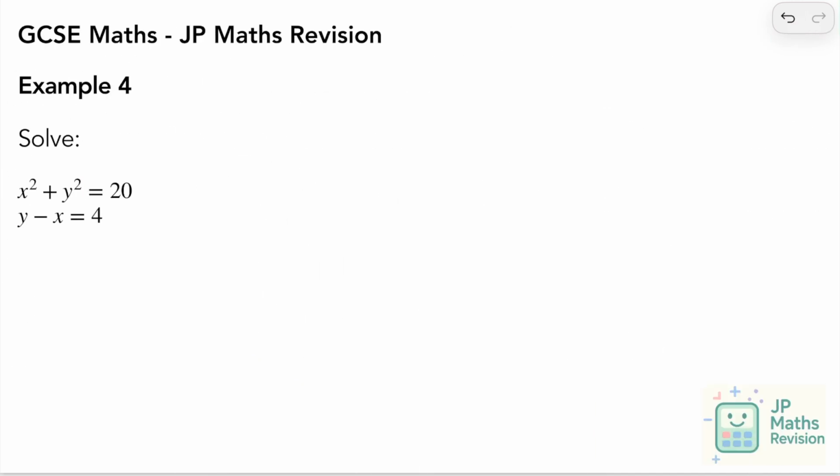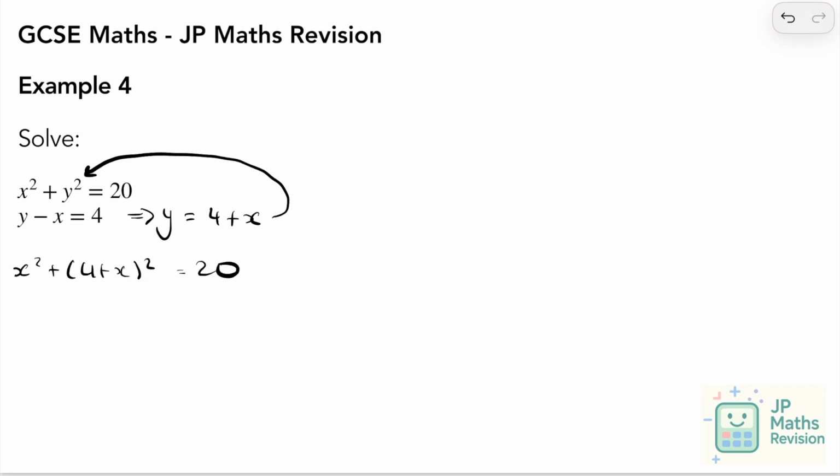Here's another example. So x squared plus y squared equals 20 and y minus x equals 4. So I have the same issue as before in that the bottom equation doesn't have either x or y as the subject. So I'm going to start off by making y the subject. So y equals 4 plus x. So now I can plug 4 plus x in for y. So I end up with x squared plus (4 plus x) squared equals 20. So I'll write it as x plus 4 times x plus 4 equals 20.